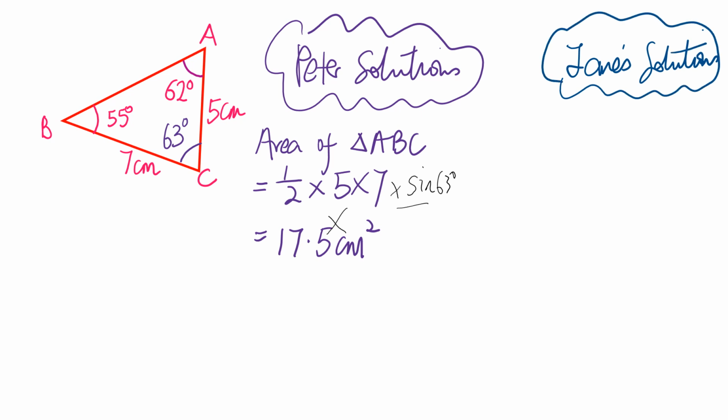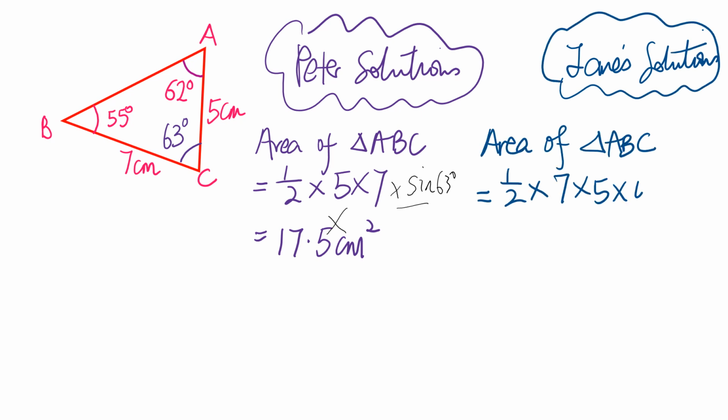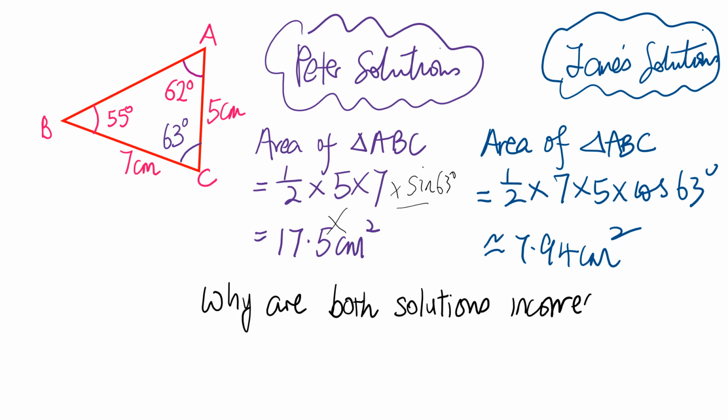And then how about Jane's solution? Yes, what's wrong with Jane's solution? Correct. Jane used cosine instead of sine. Right, so it has to be half times 7 times 5 times sine 63. So therefore, you have to remember the formula correctly and apply it correctly.